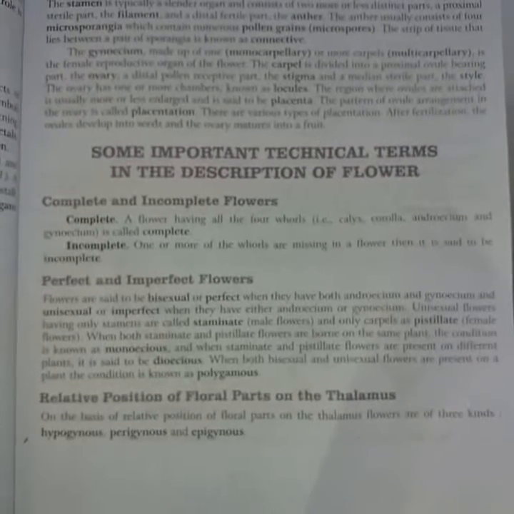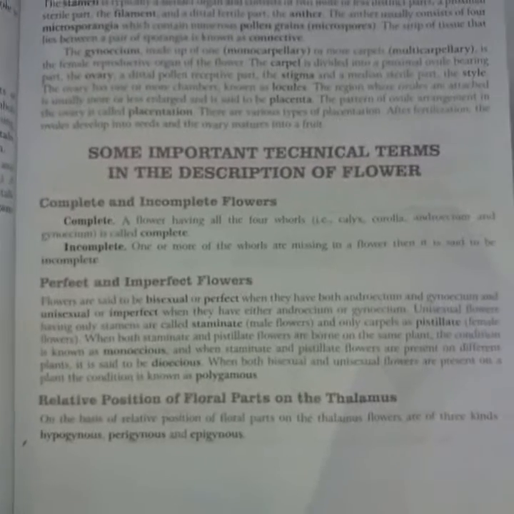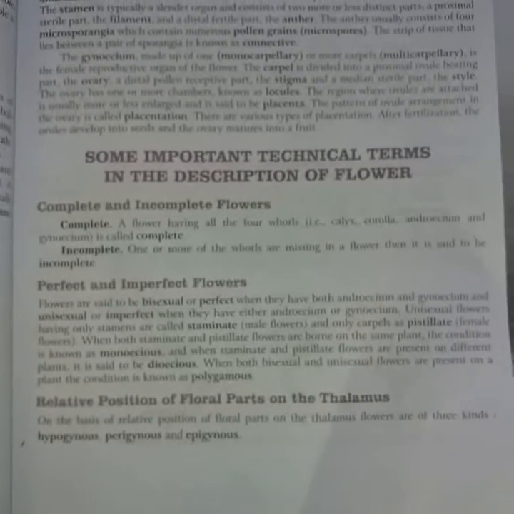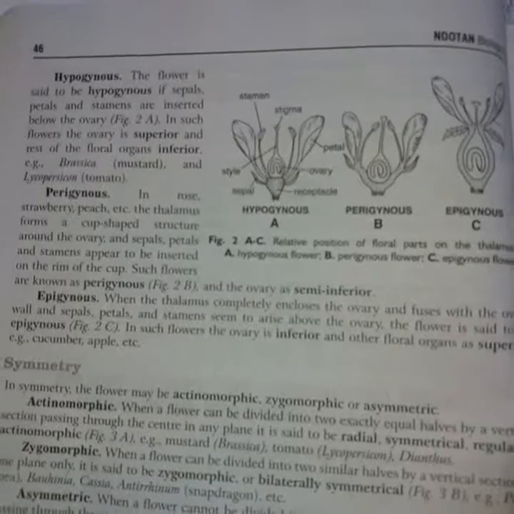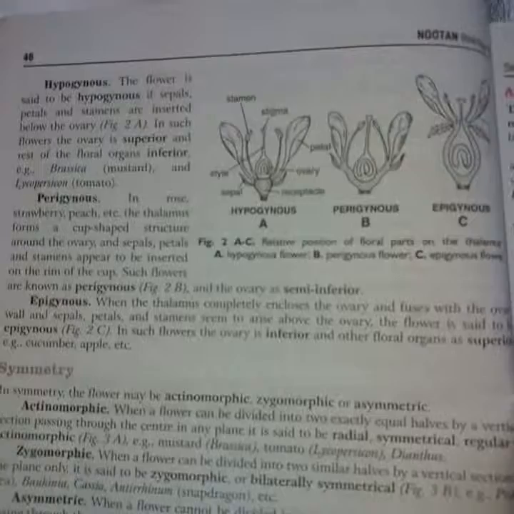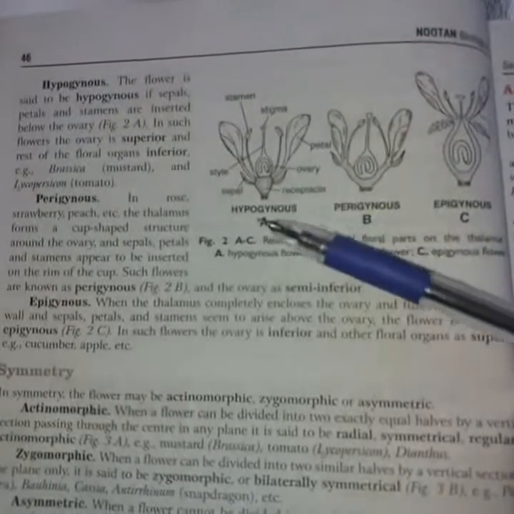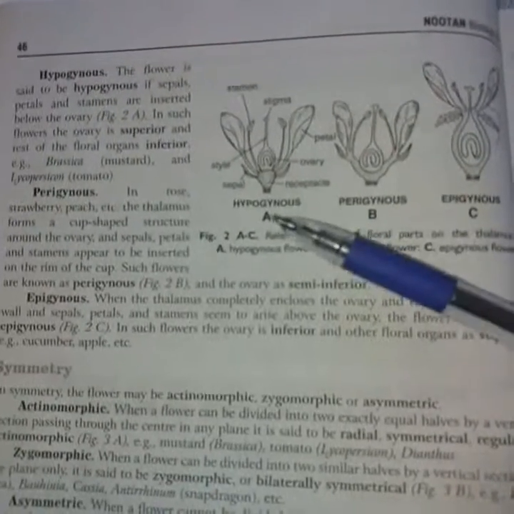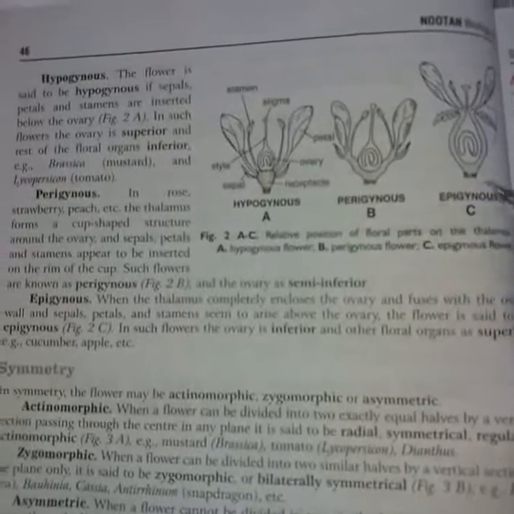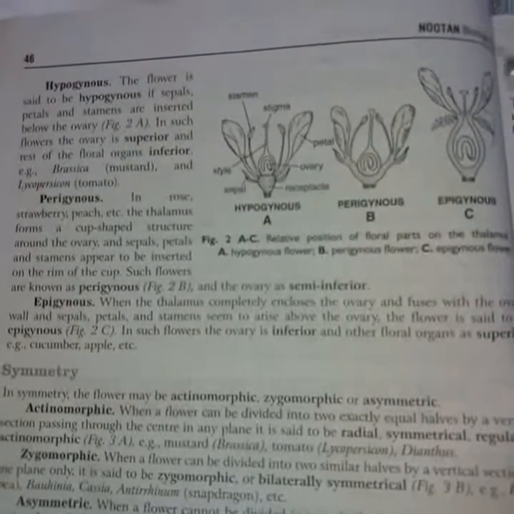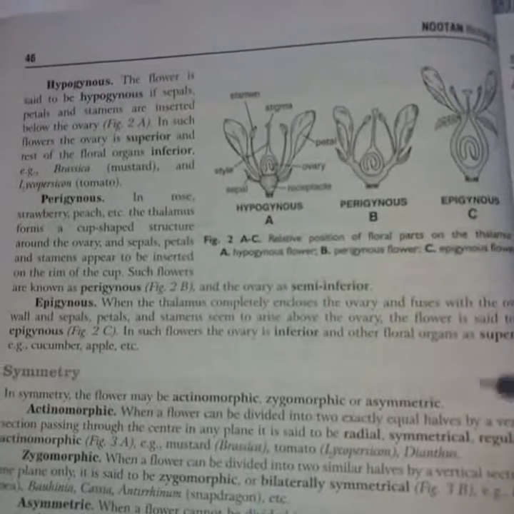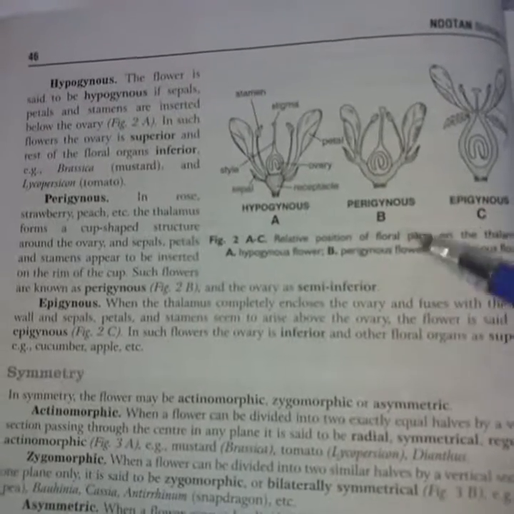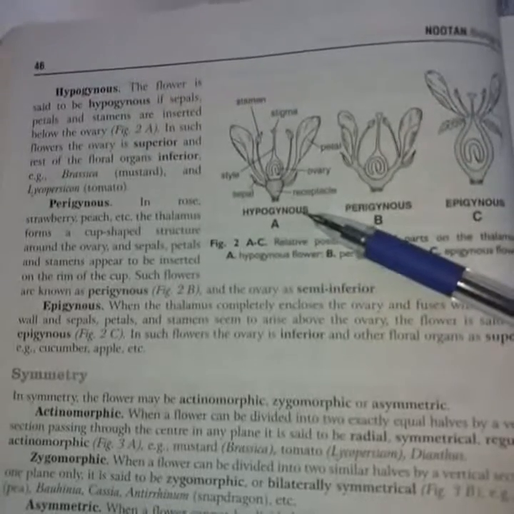These terms show the position of the ovary, which type of ovary is present in the flower. So this flowering structure: hypogynous, perigynous, and epigynous. These all whorls are present in these parts. First is hypogynous.